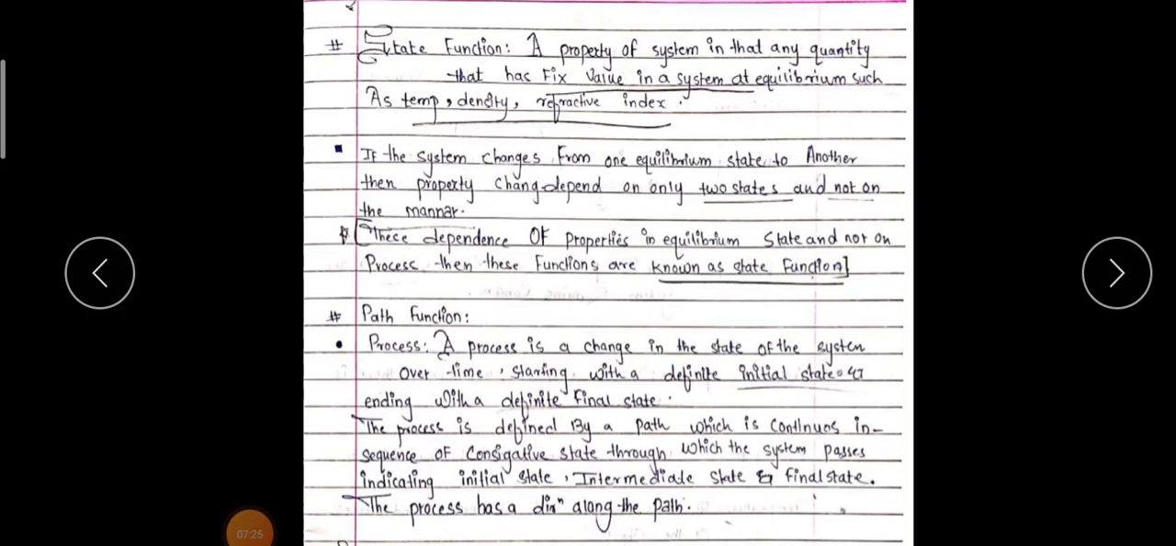Then the state function: a property of a system, any quantity that has a fixed value in a system at equilibrium. State function is nothing but the property of a system in that any quantity has a fixed value in a system at equilibrium. The dependence of the properties is on the equilibrium state and not on the process, then these functions are called state functions. Temperature, density, refractive index, that example has been shown.